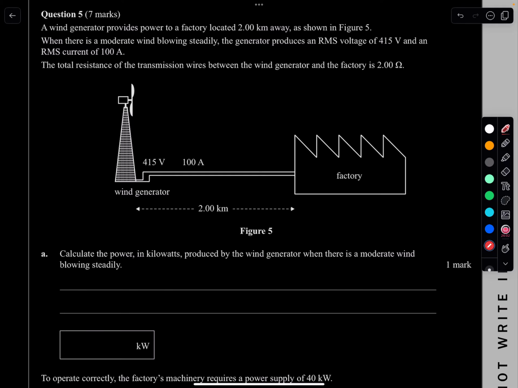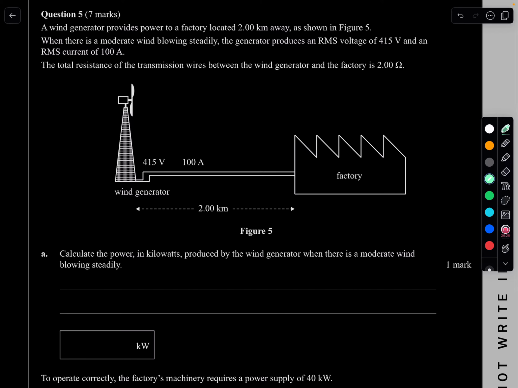Question 5. A wind generator provides power to a factory located 2 kilometers away, as shown in figure 5, where there is a moderate wind blowing steadily. The generator produces an RMS voltage of this and an RMS current of this. The total resistance of the transmission wire between the generator and the factory is this. Calculate the power in kilowatts produced by the wind generator when there is a moderate wind blowing steadily.